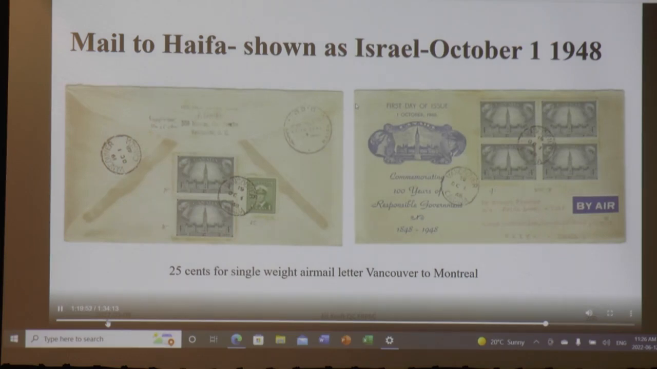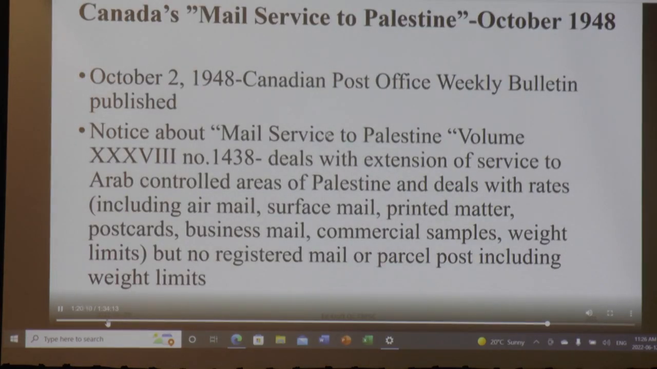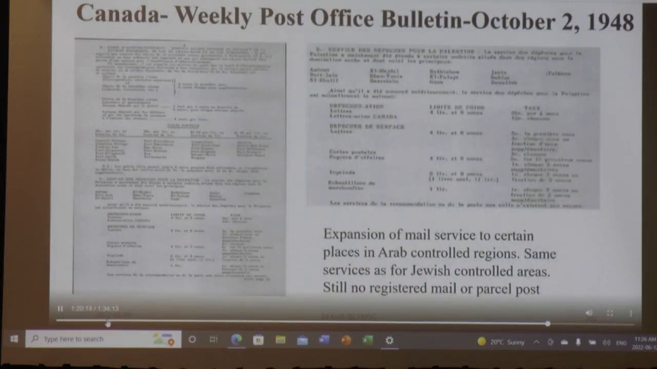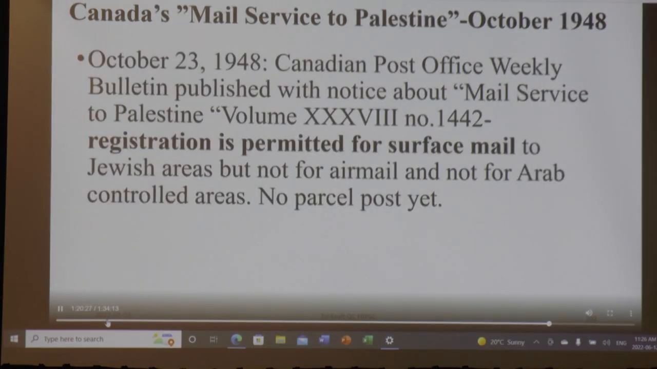And here's mail out of Canada, a routine first aid cover, which has the 25-cent airmail rate that I talked about before. It goes from Vancouver, October 1st, 1948, and it lands in Haifa by air of October 20th, 1948. So airmail is working. Mail service to Palestine extends. Here are the Arab areas of Palestine where service is being sent to. And here are the postal rates. The postal rates are being expanded. The services are being expanded, but there's still no registered mail or parcel post.